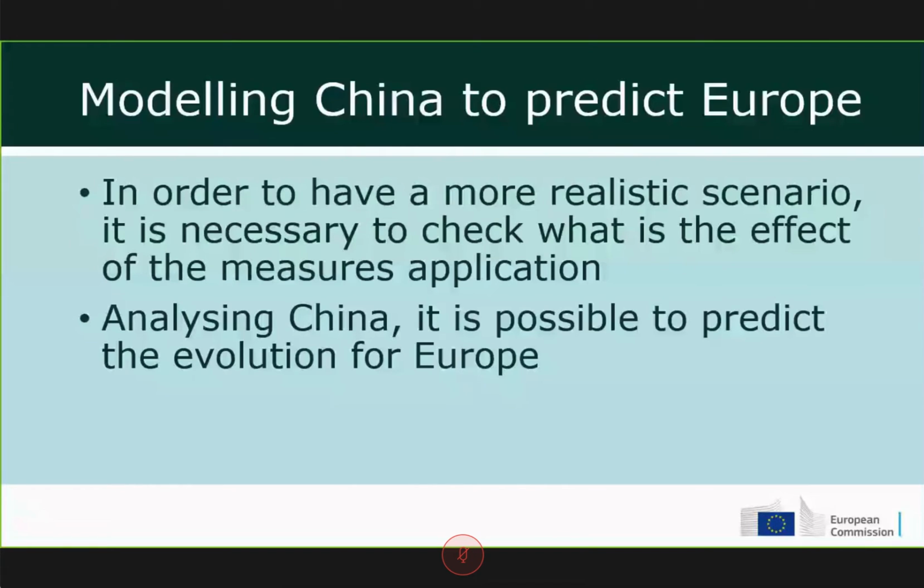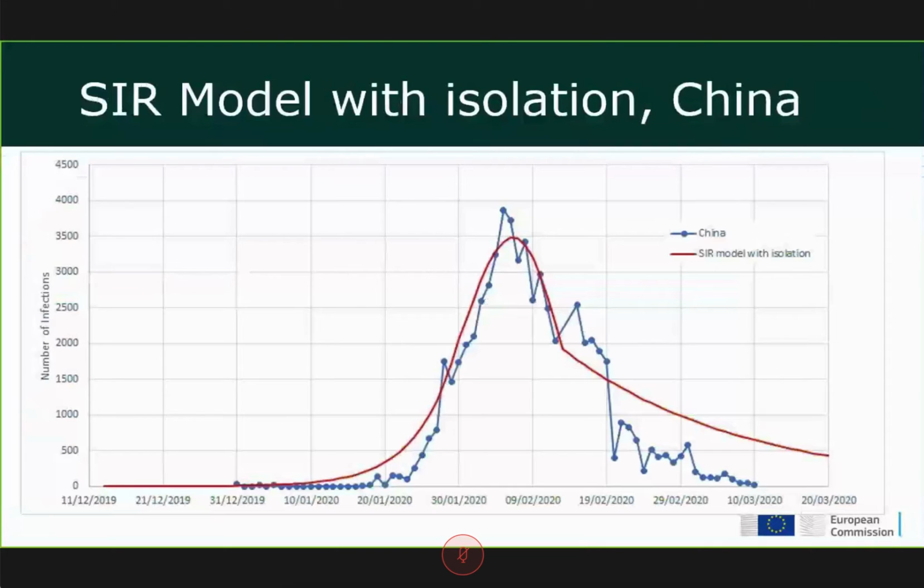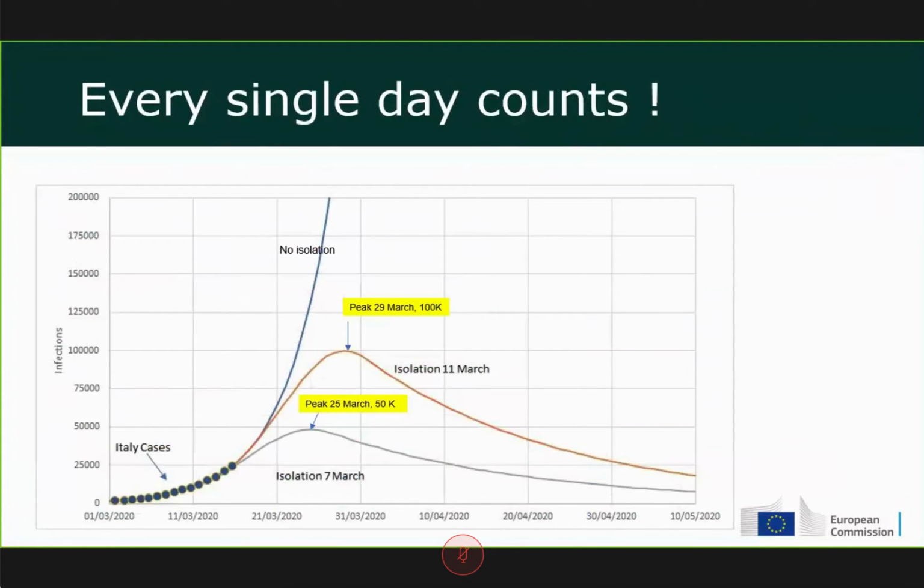So in order to build a model, we went back to China and looked at what the behavior there could have been. We set up our model in order to almost correctly predict the behavior of the cases in China. For that, we used a quite simple SIR model, with no isolation or with isolation of the cases.